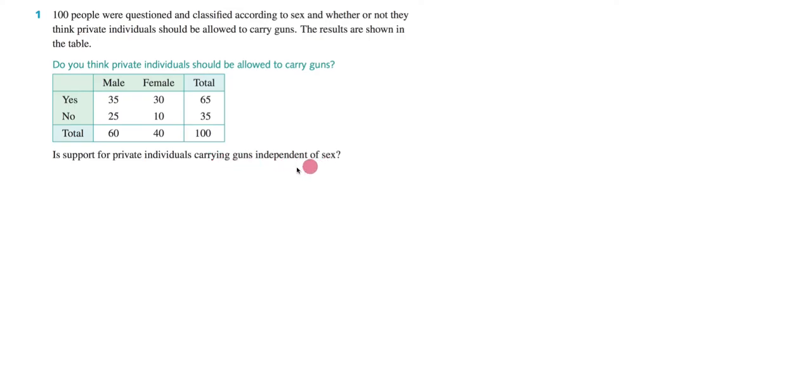Let me read it again. Is support for private individuals carrying guns independent of sex? If I was to say this in another way, what it's asking is, if we know an individual's sex, is that going to impact the probability of them saying yes or no? So let's now explore this, and let's explore it by first considering what we know about conditional probability.